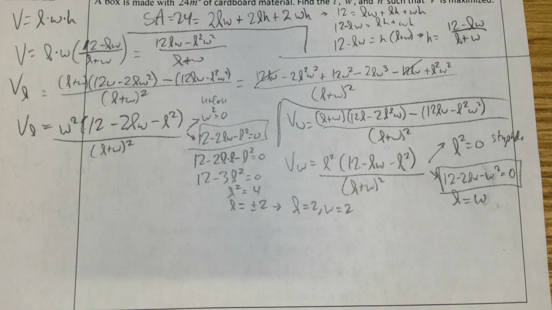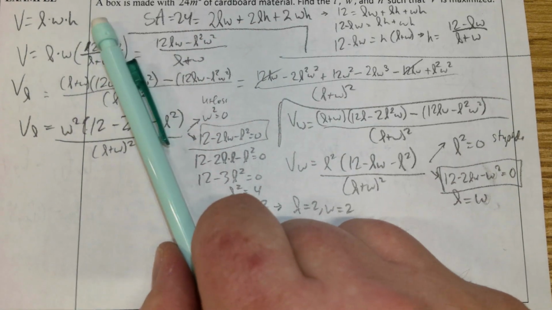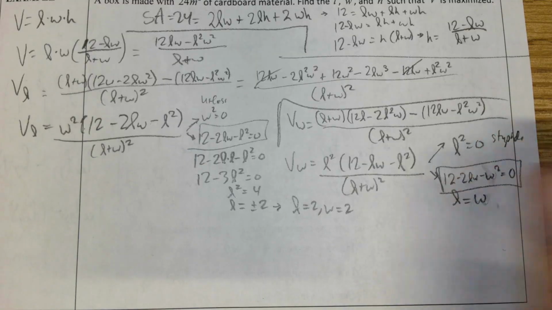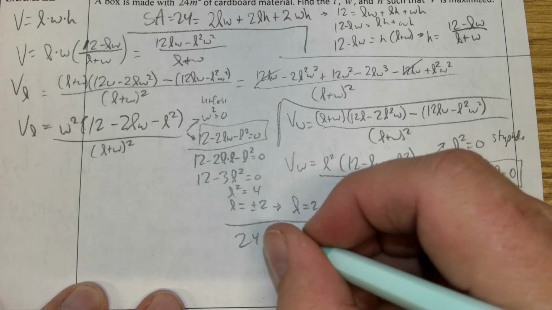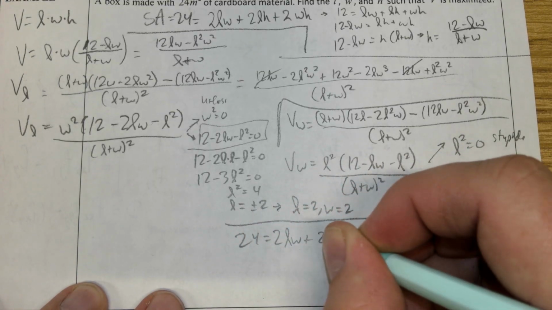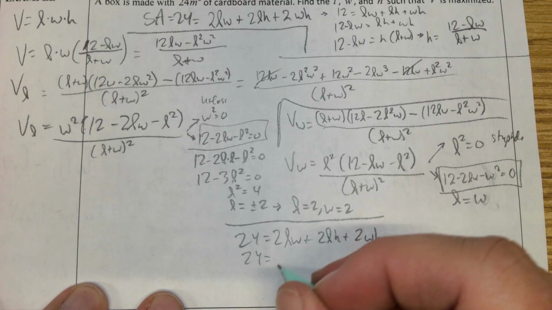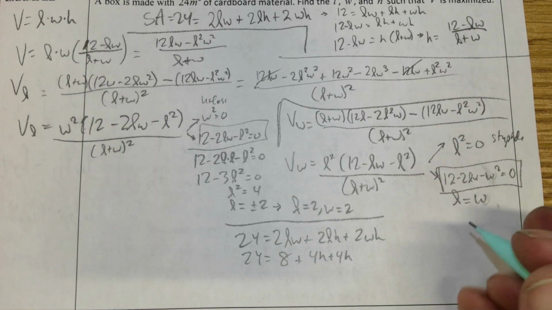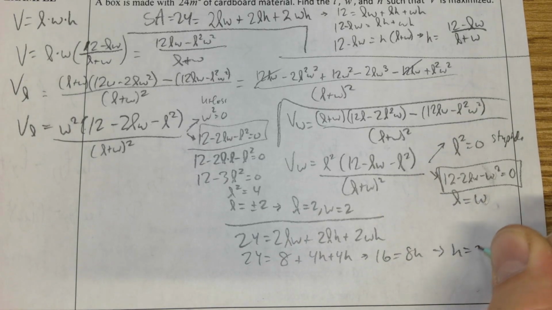Where can I go to find the height? The only relationship between L, W, and a constant, I can't do it over here. The whole point is that I'm maximizing the volume. So I'm going to go plug that in. 24 equals 2LW plus 2LH plus 2WH. That turns into 24 equals 8 plus 4H plus 4H. That means 16 is 8H. That means H is 2.